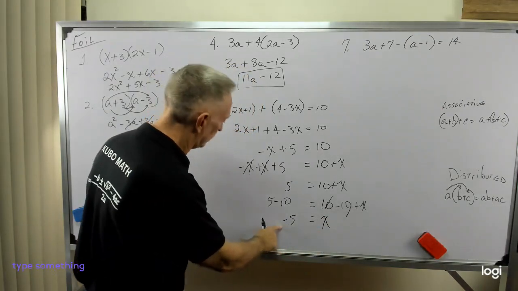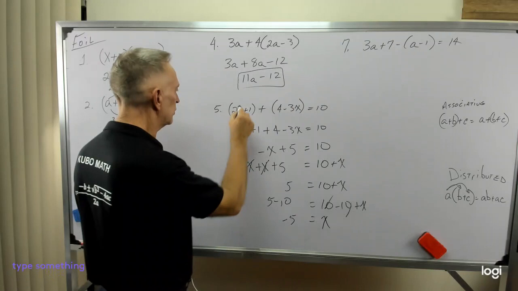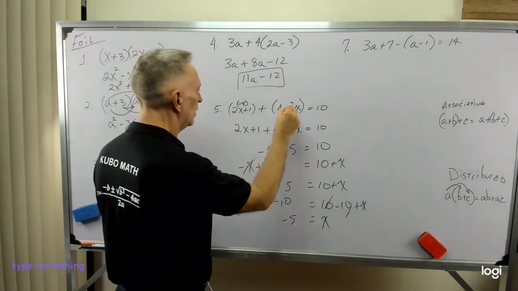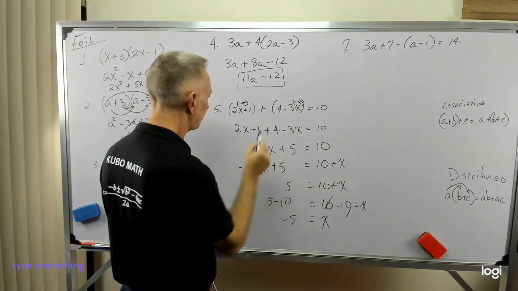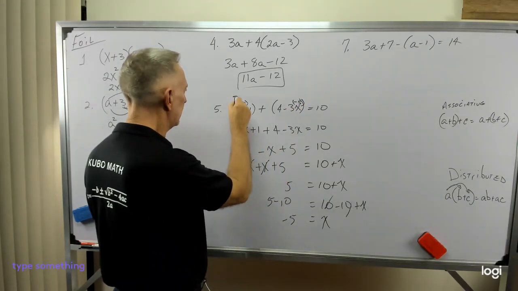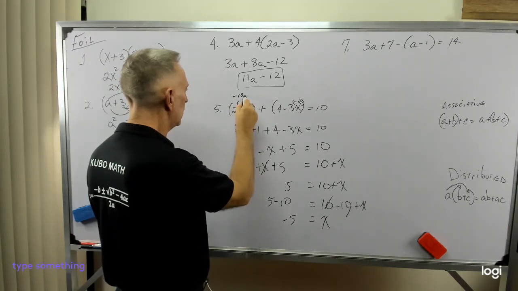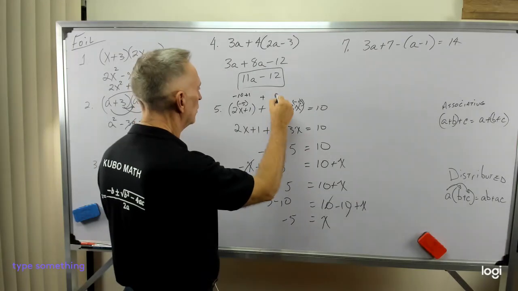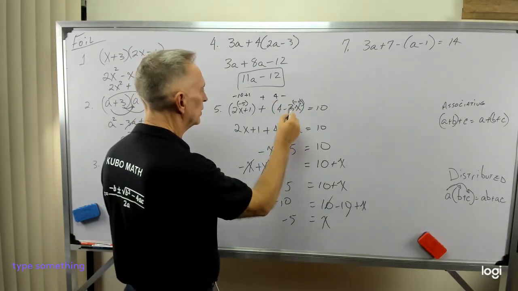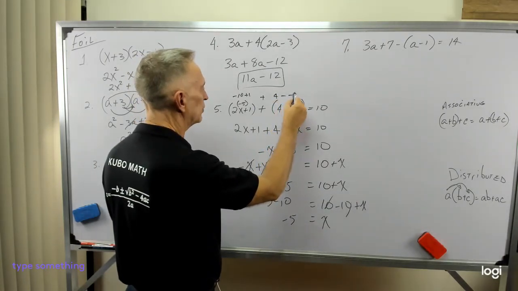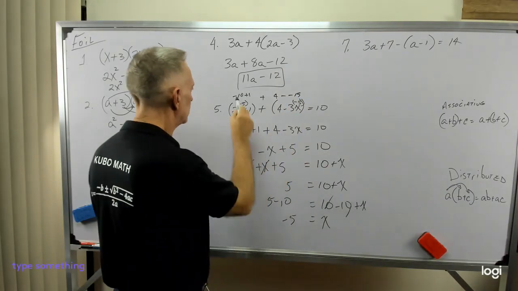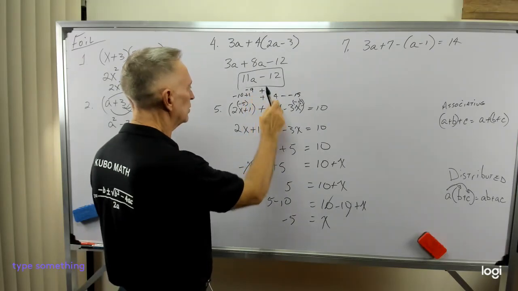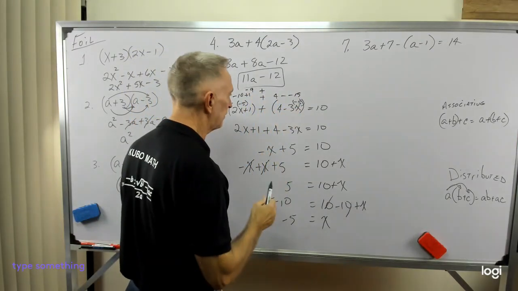Now let's just see if we're correct. So x equals a negative 5. So a negative 5 here, a negative 5 here. 2 times a negative 5 is a negative 10 plus 1. So there's my 1 plus 4 minus, and 3 times a negative 5 is a negative 15. So a negative 10 plus 1 is a negative 9 plus 4 minus a negative 15.